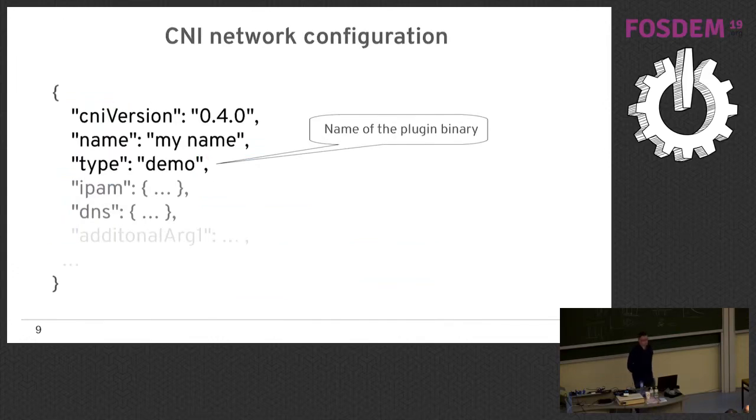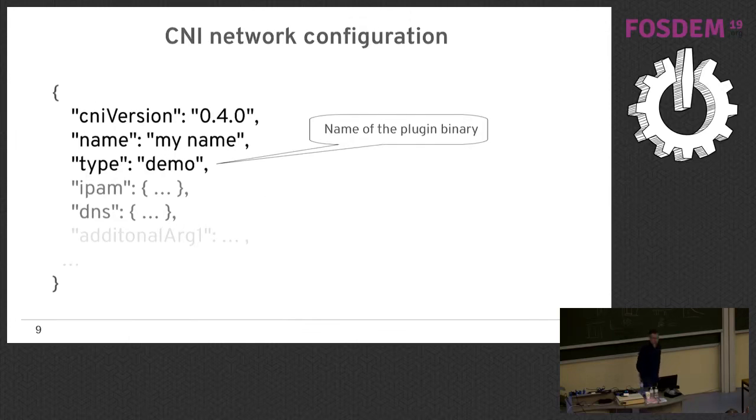Let's look at an example of the network configuration file. There are actually only 3 mandatory parameters: CNI version, this is the version of the CNI specification that we implement, name, and type. Type is important here. It is actually the name of the plugin binary which we will invoke. So if we are using demo, our binary has to also be named demo.